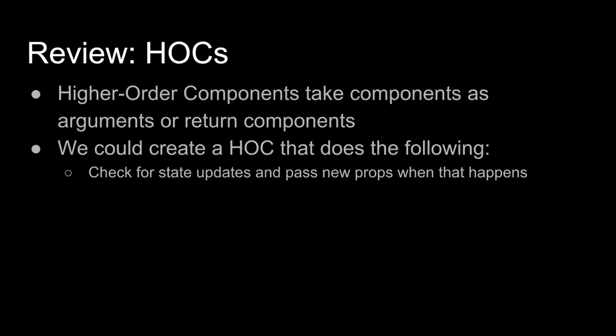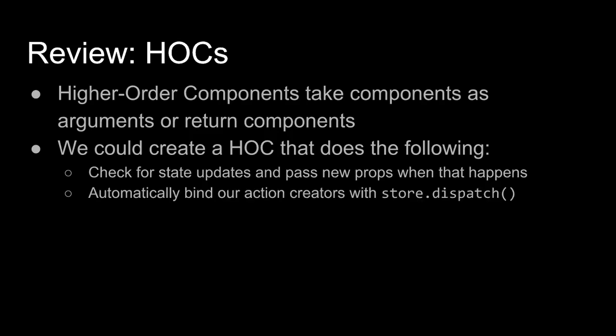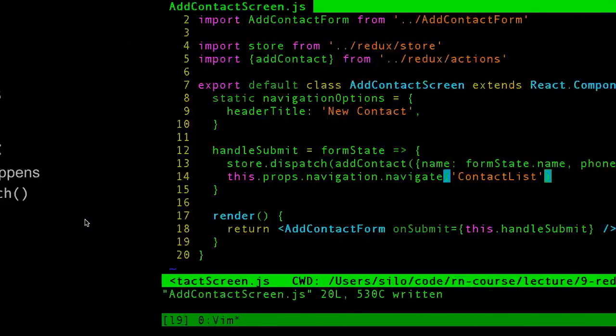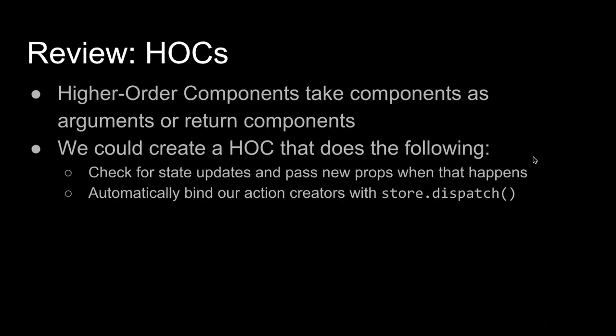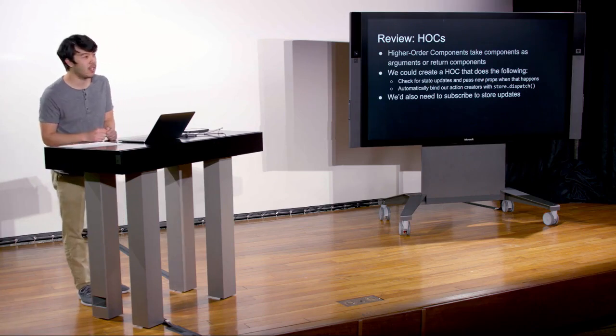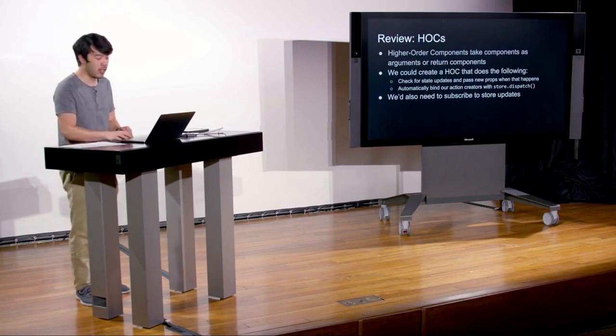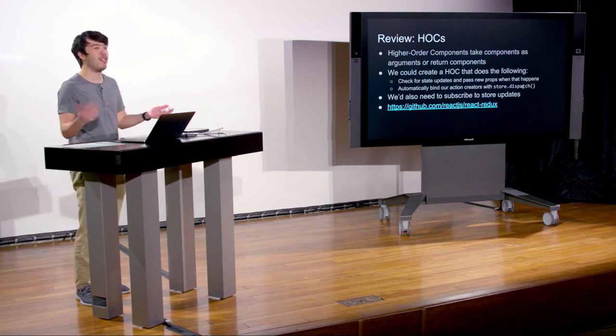And wouldn't it be also cool if rather than having to go bind our action creators ourselves like we did here, or here, this line, what if we instead did that automatically? What if our HOC automatically bound our action creators to our dispatch function for us? That would be really cool. Then we wouldn't need to subscribe to store updates. Our higher order component can do that for us. And when I say our higher order component, I mean the one that React conveniently implemented for us.